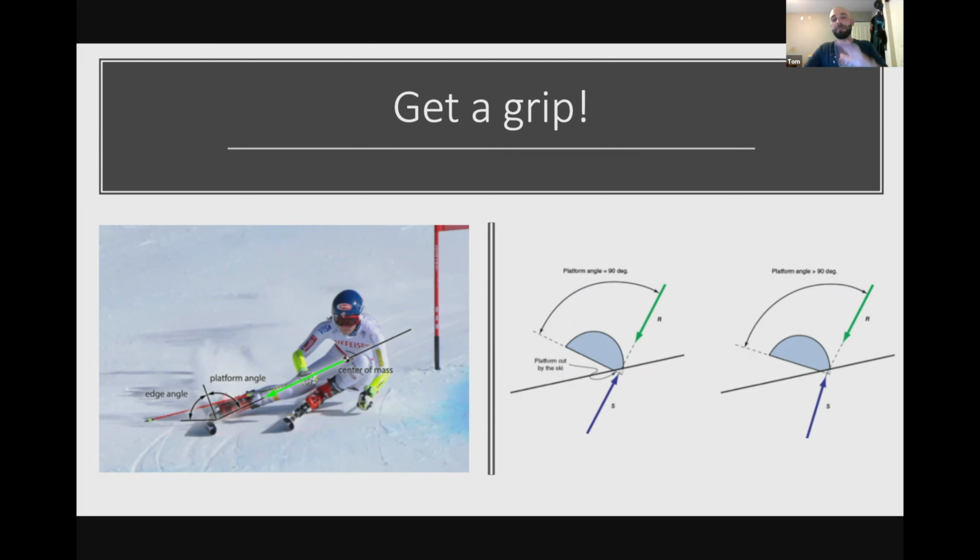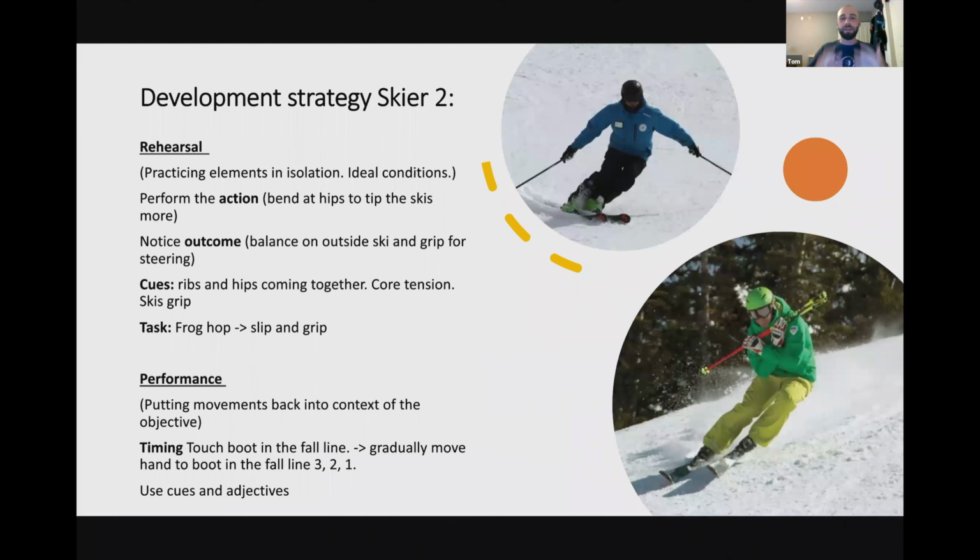So I just wanted to add that final layer on there, so that we understand the principles behind what we're trying to achieve with this ski here. So again, add in the chat. Share with Amy in the chat what your development strategies would be for adding angulation to a skier here and helping them get some grip and balance on the outside ski.